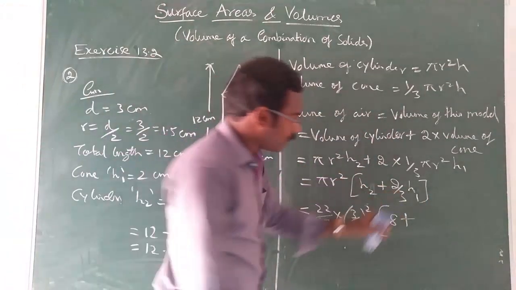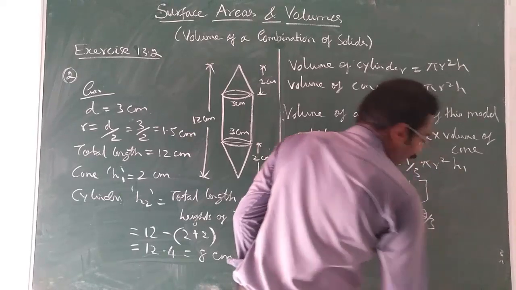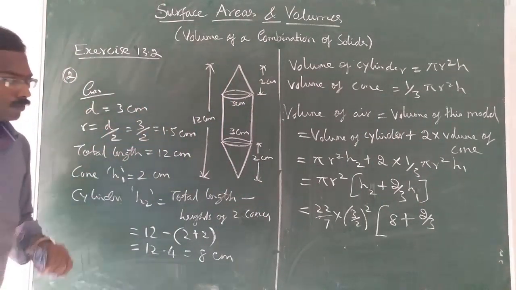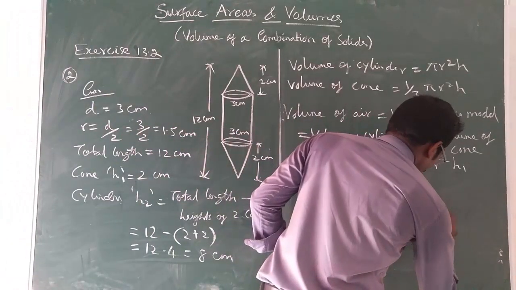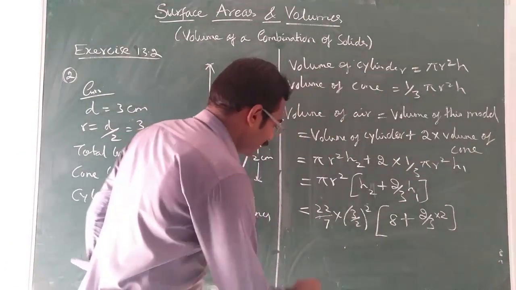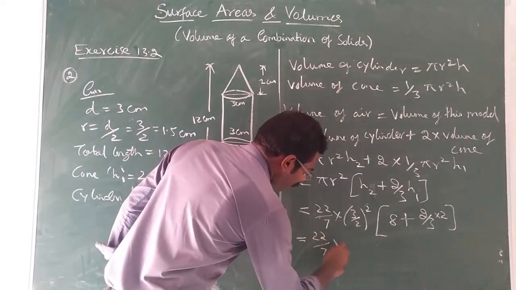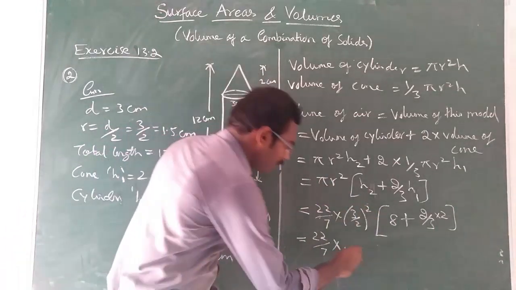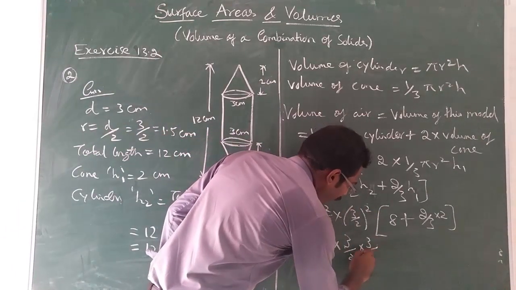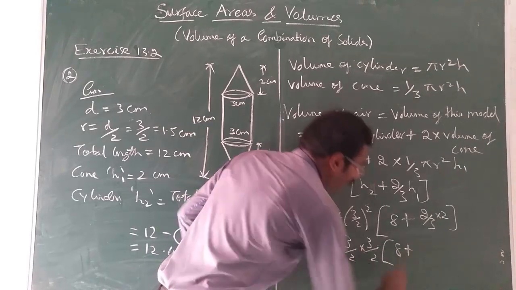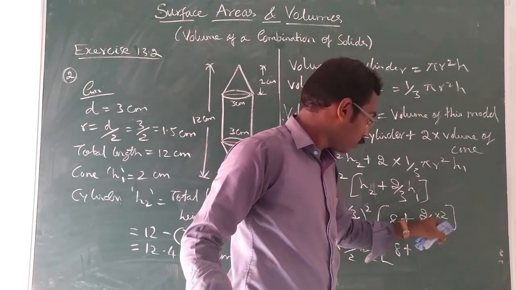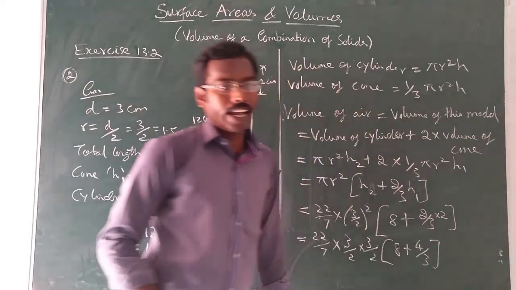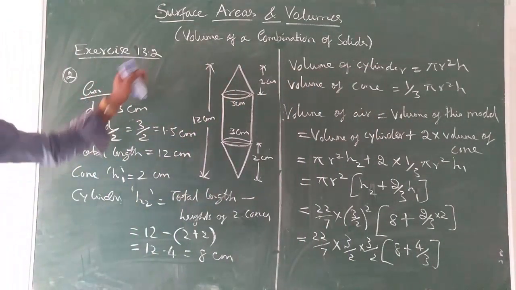Plus 2 by 3 into h1. h1 is nothing but the cone height. Cone height is 2. So 2 by 3 into 2. So that is equal to 22 by 7. Don't cut it directly because a square is here. So first you write this 3 by 2 into 3 by 2 into 8 plus 4, 2 twos are 4, so 4 divided by 3. Okay, so let me solve it here.